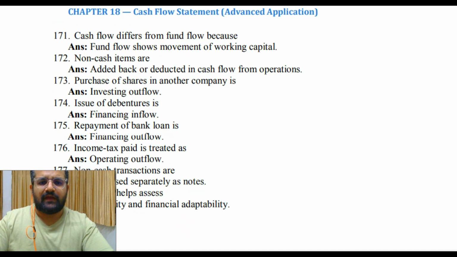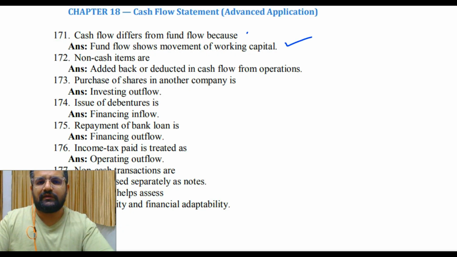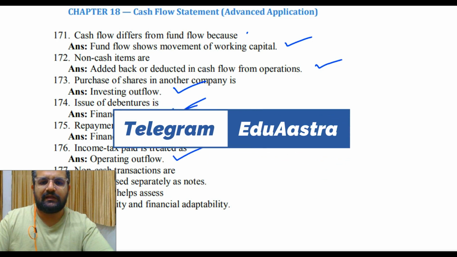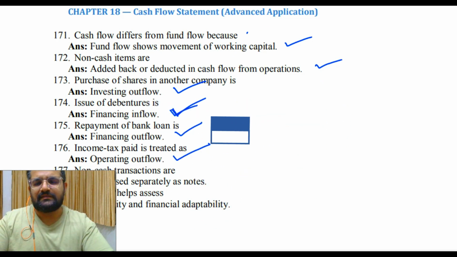Then cash flow differs from fund flow because fund flow shows movement of working capital. The non-cash items are added back or deducted in cash flow from operations. Purchase of shares in another company is investing outflow. Issue of debentures is financing inflow. Repayment of bank loan is financing outflow. Income tax paid is treated as operating outflow. Again, questions come from these also, where they will ask you whether it is inflow or outflow.